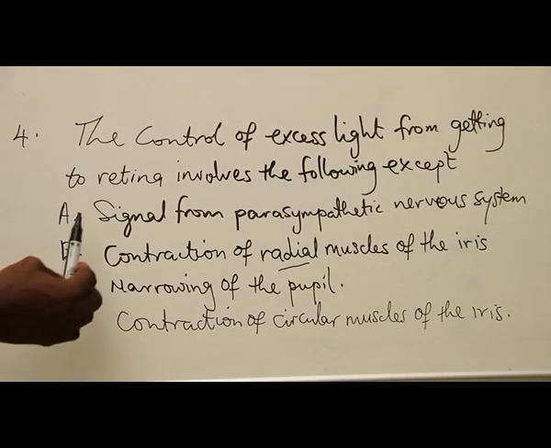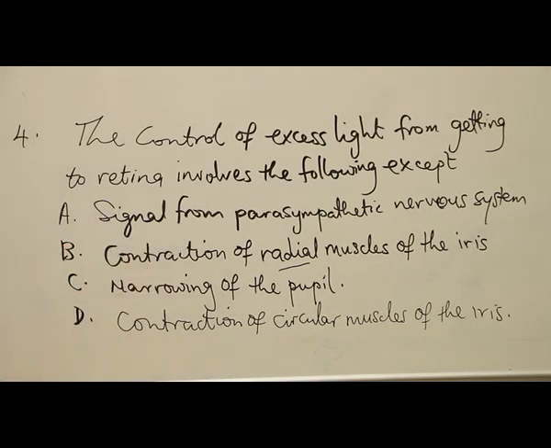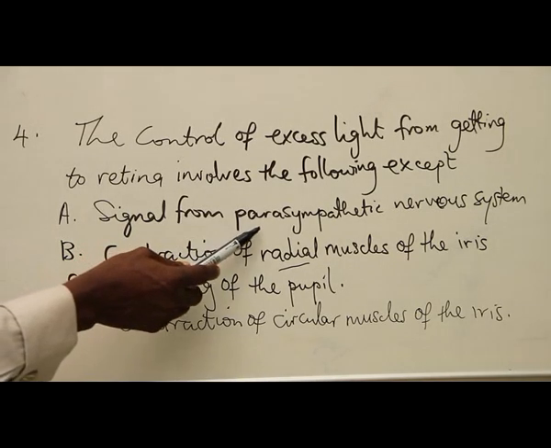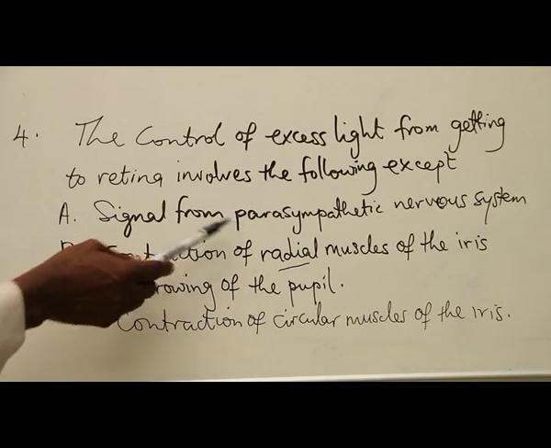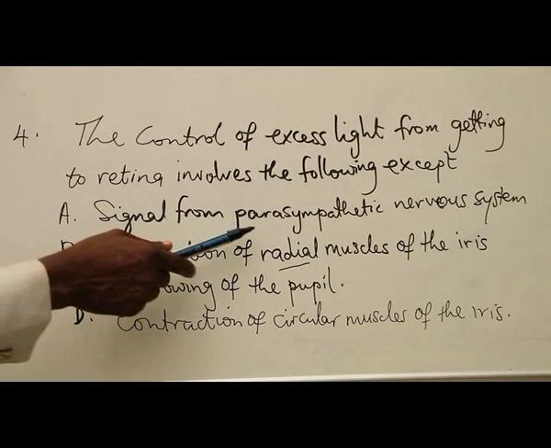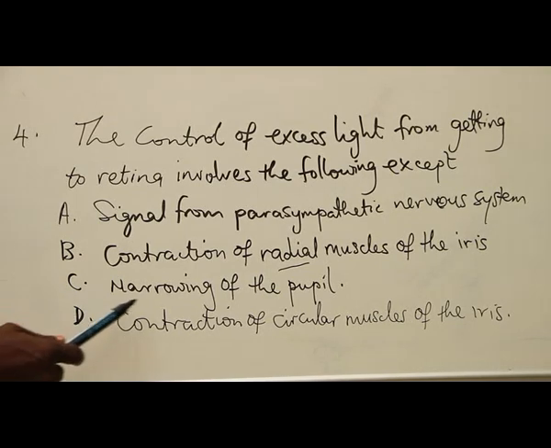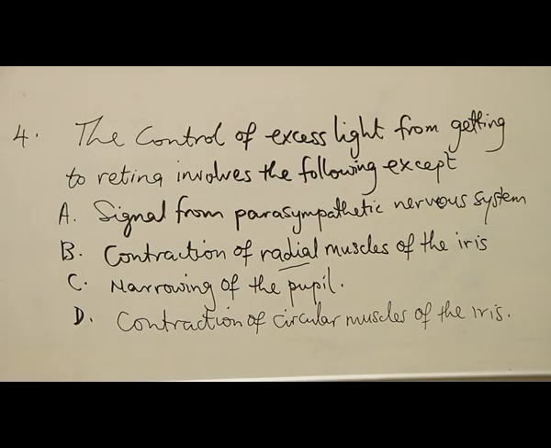But before action could be taken, there must be a signal from the autonomic nervous system, which is made up of parasympathetic nerves and sympathetic nerves. Of course, it is the parasympathetic nerves that control the iris. So, A is correct. C, narrowing of the pupil. Yes, the pupil will be narrowed to reduce the amount of light that goes in.